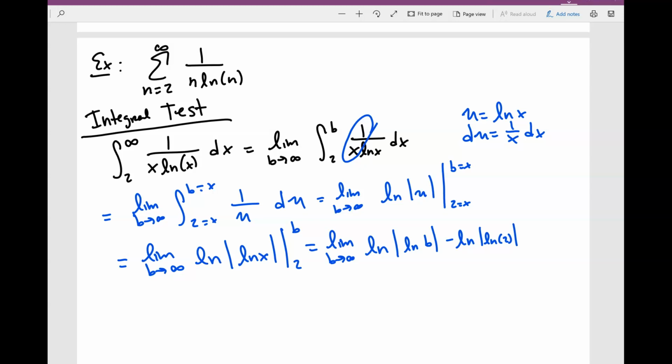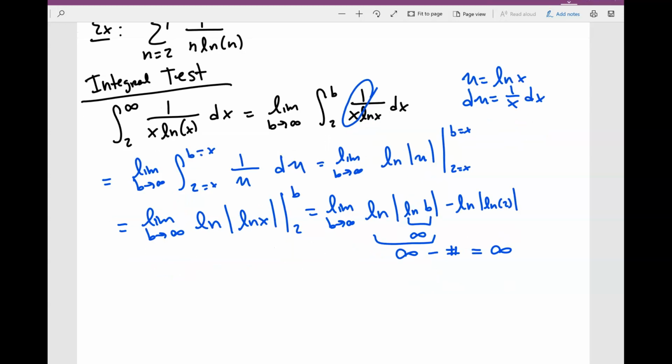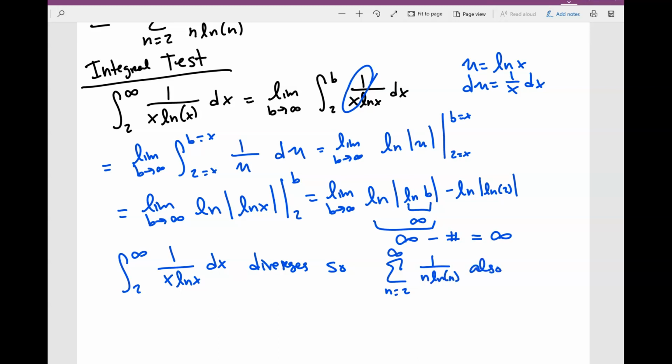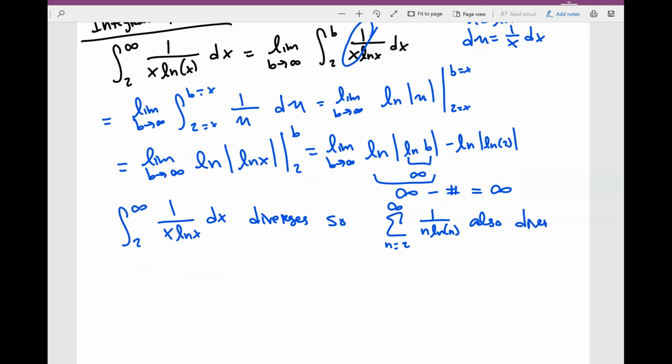Now, if I put the infinity here, this guy's just going to be infinity. And this whole thing is infinity minus some number, which still gives me infinity. So this improper integral diverges. So the integral from 2 to infinity of 1 over x ln of x dx diverges. So the summation from n goes from 2 to infinity of 1 over n ln of n also diverges. And that's the answer.